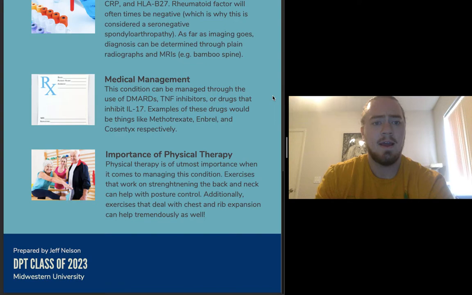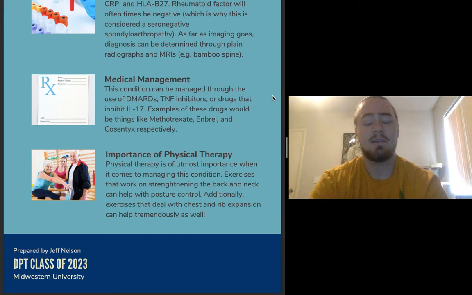So for medical management, you can have this through medication as well as physical therapy. So when it comes to medication, this can be managed through DMARDs, TNF inhibitors, or drugs that inhibit that IL-17, which is what we talked about, the pro-inflammatory cytokine, because you're producing too much of that. So examples of these drugs would be things like methotrexate, Enbrel, and Cosentyx.